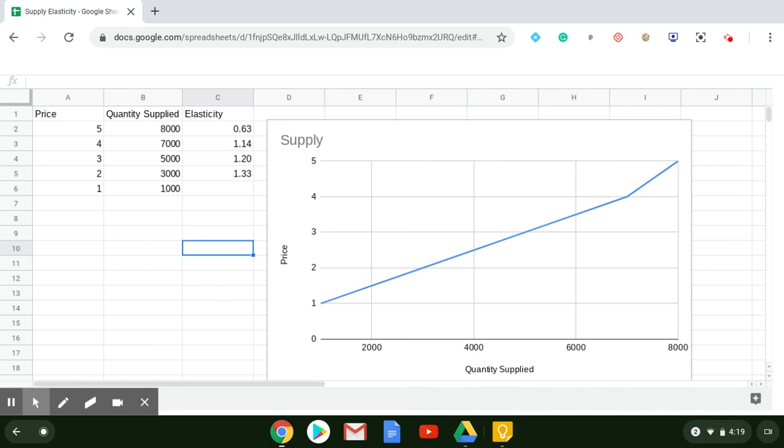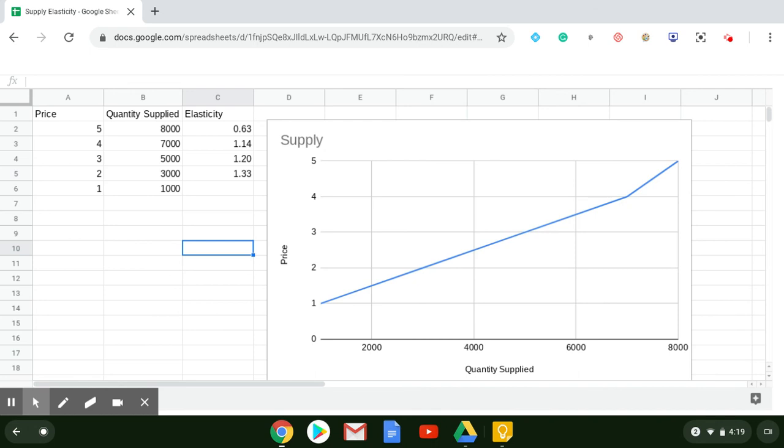Supply just captures a firm's cost. Costs are increasing. The marginal cost would actually increase as well. So that's what this elasticity captures. Okay. So what we want to talk about is really just the conceptual side of what this elasticity means.